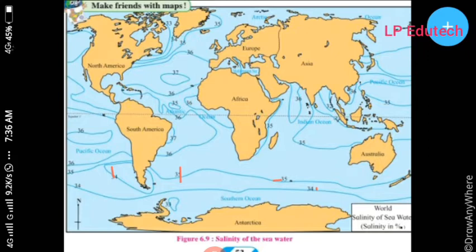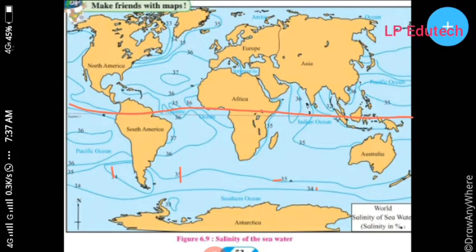Number one question, what is the salinity around the tropics? So this is the equator level and around the tropics. What does it show? How much is it? The salinity around the tropics is 36%. You can see the figure 36, which is very common everywhere. So that is the average figure, and it is around the tropics. It is 36%.